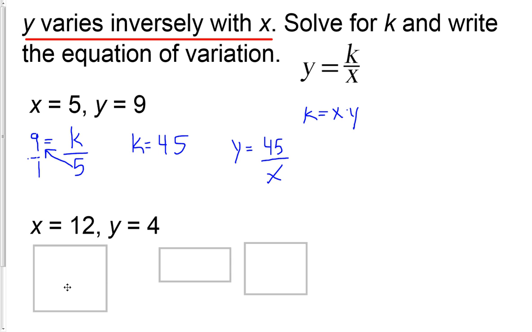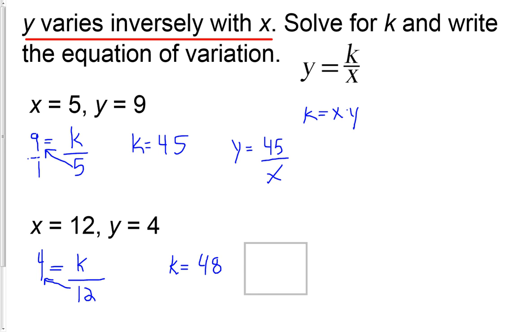Next one. We got x is 12, y is 4. 4 equals k over 12. And then we're going to multiply by the 12 to get it over here. 4 times 12 is 48. So k is 48, and y equals 48 over x.